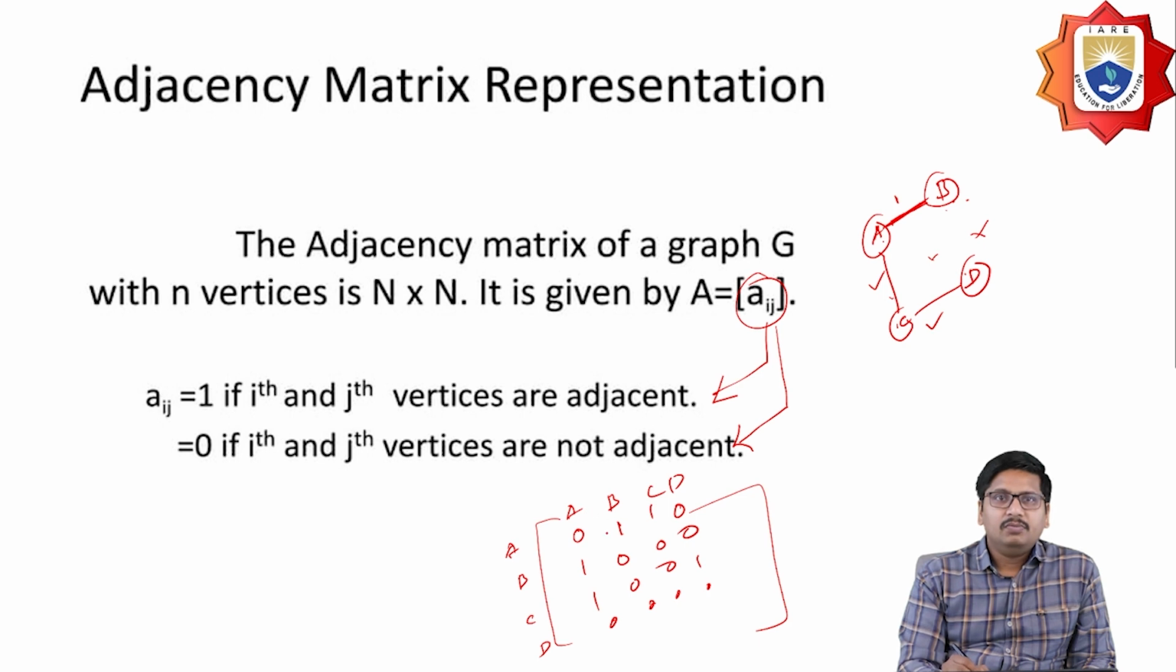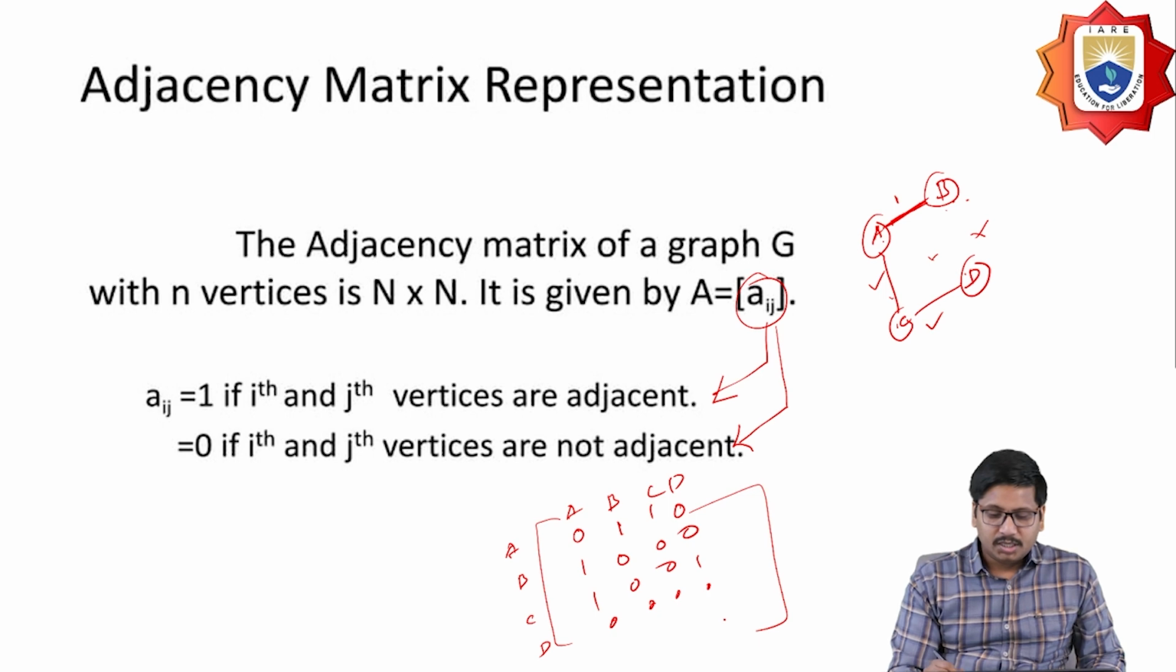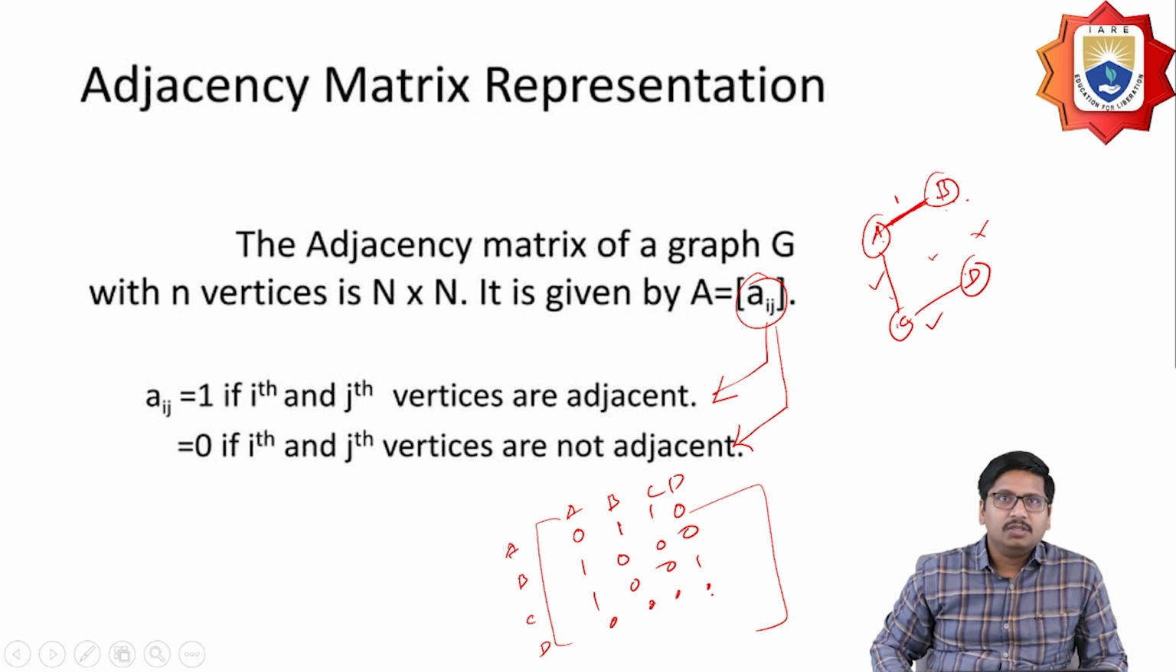So this value should be 1 if the two vertices are adjacent. It should be 0 if the two vertices are not adjacent.